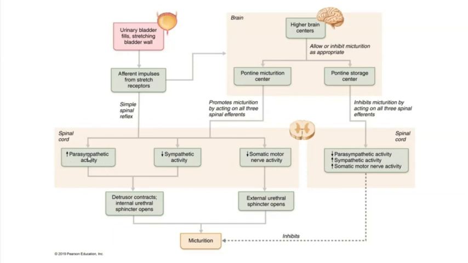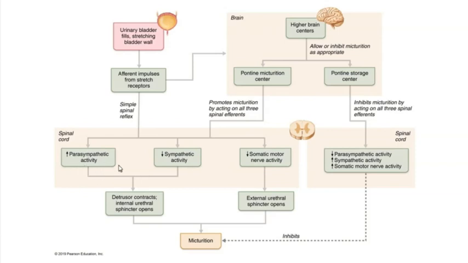Remember, parasympathetic is the rest and digest division, so this promotes contraction of smooth muscle, and also allows us to maintain body functions like urination here. So parasympathetic activity is activated, sympathetic activity is inhibited. We also see somatic motor activity inhibited as well. So this reduces the ability of the body to control that external urethral sphincter.